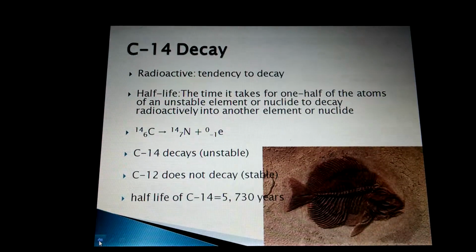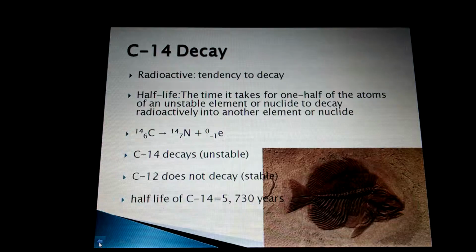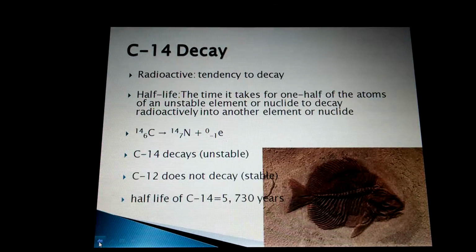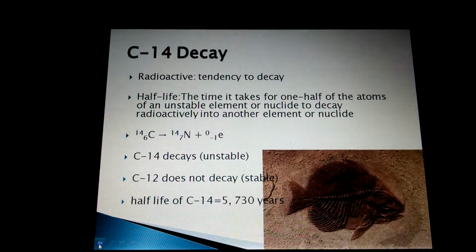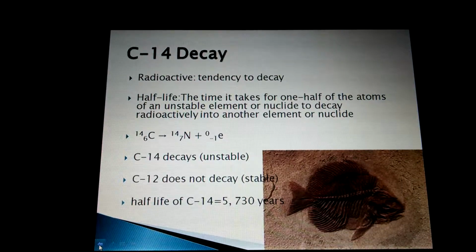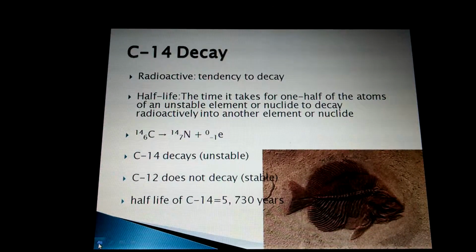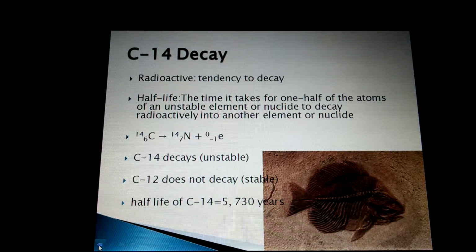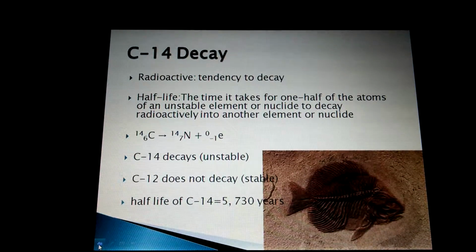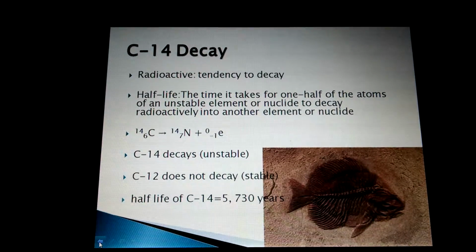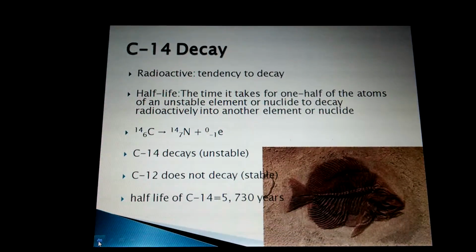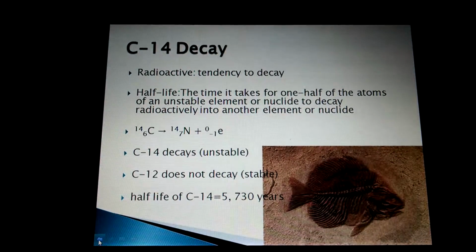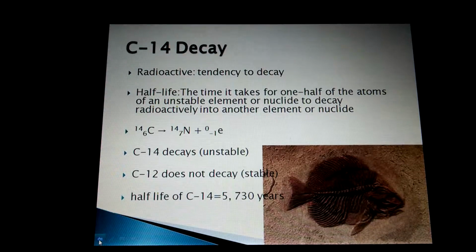So this means that if you found a fish that died about 5,000 years ago, the carbon-12 levels in that fish will not have changed since carbon-12 does not decay. However, the carbon-14 levels in that fish will be about half of what they should be, because half of it will have decayed after about 5,000 years. Because it's unable to replenish its carbon-14 levels by breathing and eating since it has died.